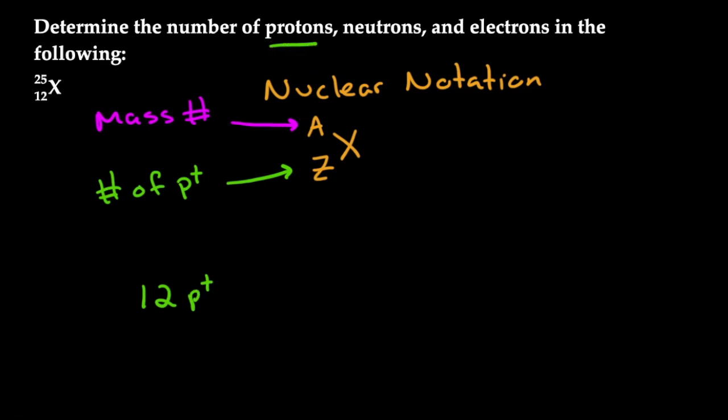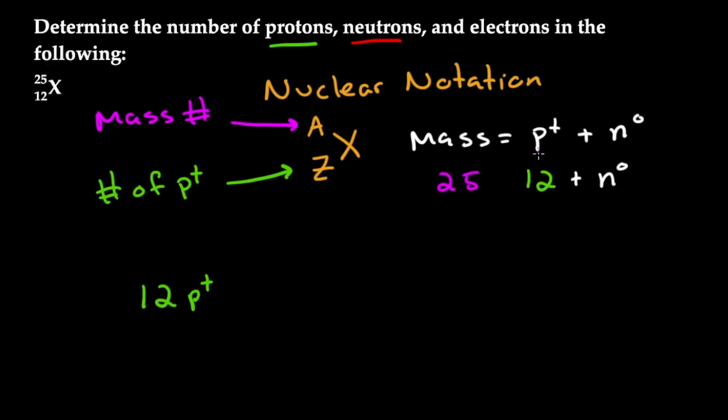And now to figure out how many neutrons there are, what we're going to do is look at this mass number. And you need to know that the mass number is going to be equal to the number of protons plus the number of neutrons. And we just said that the number of protons right here is going to be this 12. And we're going to add that to the number of neutrons, so we can figure out. And that's going to be equal to this mass number right here. And that's going to be 25. So this is going to be a 25 in here. And when we solve this problem out, we're going to get the number of neutrons. So the neutrons is going to be equal to 13.